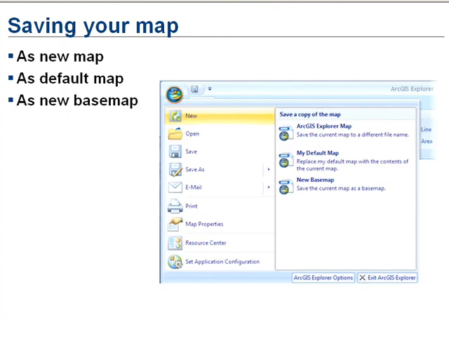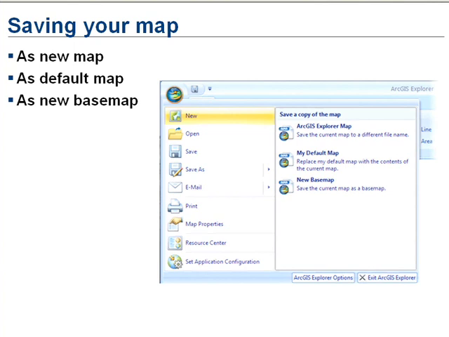When you're finished with your work, you can save your map. You can save it as a new map, save it as your new default map, replacing the default map provided by the installation, or you can save it as a new base map, which appears in the base map gallery.